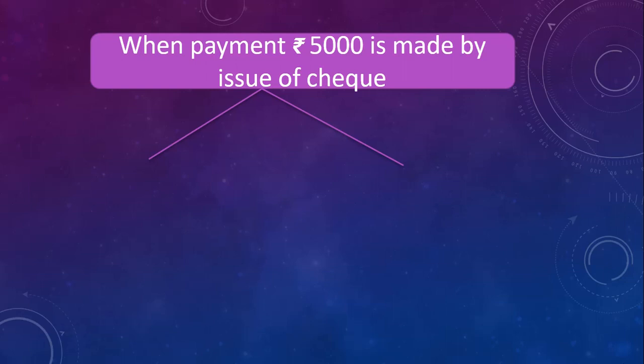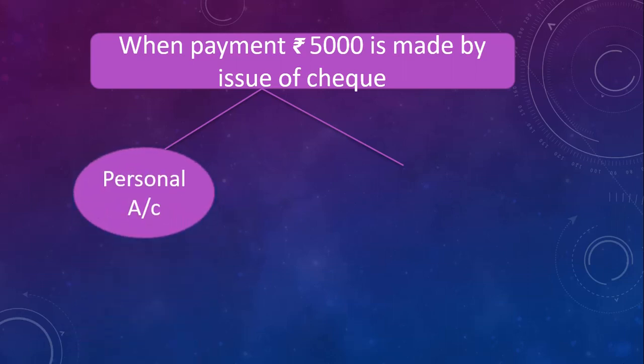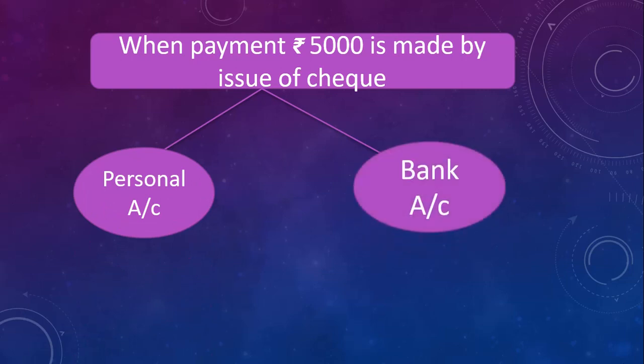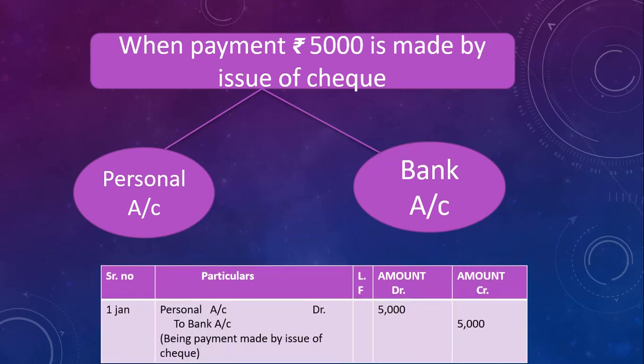When payment of rupees 5,000 is made by issue of check, payment is given to any person. So here personal account is affected, and by issue of check means it is through the mode of bank. So the entry will be personal account debit to bank account.